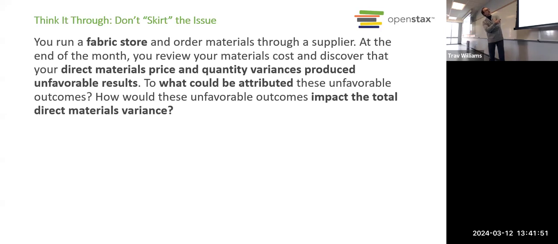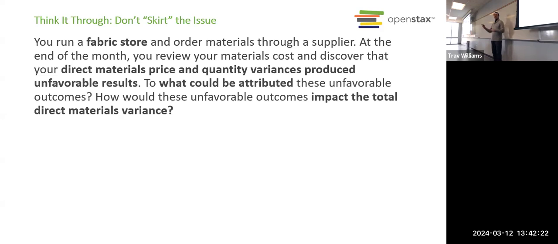You run a fabric store. Our direct materials price and quantity variances are both unfavorable. Okay, that means we're paying more per unit of materials than the standard, and we're using more materials than the standard. So why might that be? Let's start with the price we're paying. Why might we be paying more for materials than our standard?